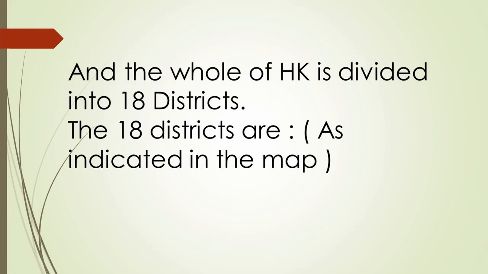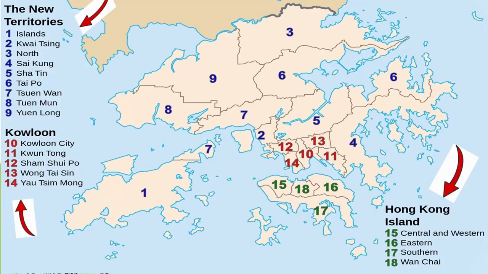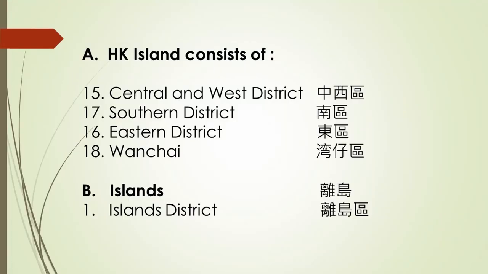And the whole of Hong Kong is divided into 18 districts. The 18 districts are as indicated in the map. Let us see how the 18 districts are located and how to speak the 18 districts in Cantonese.